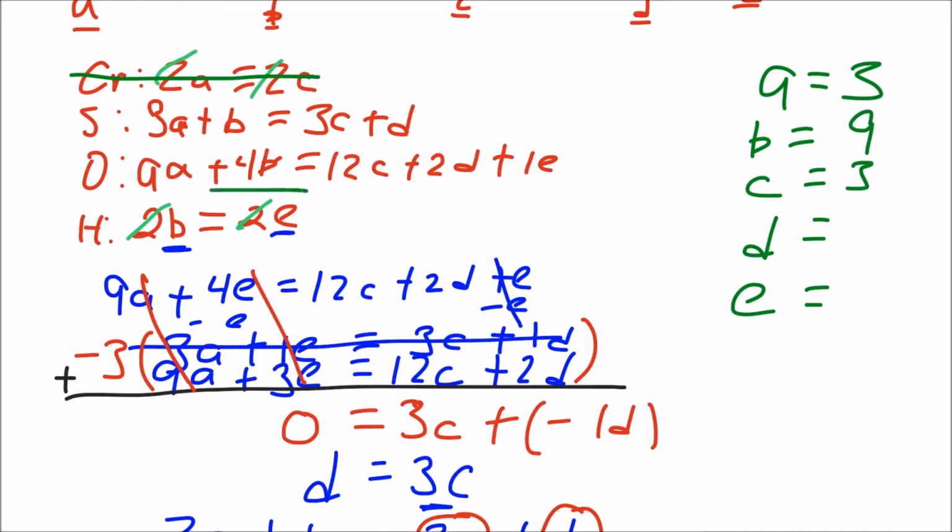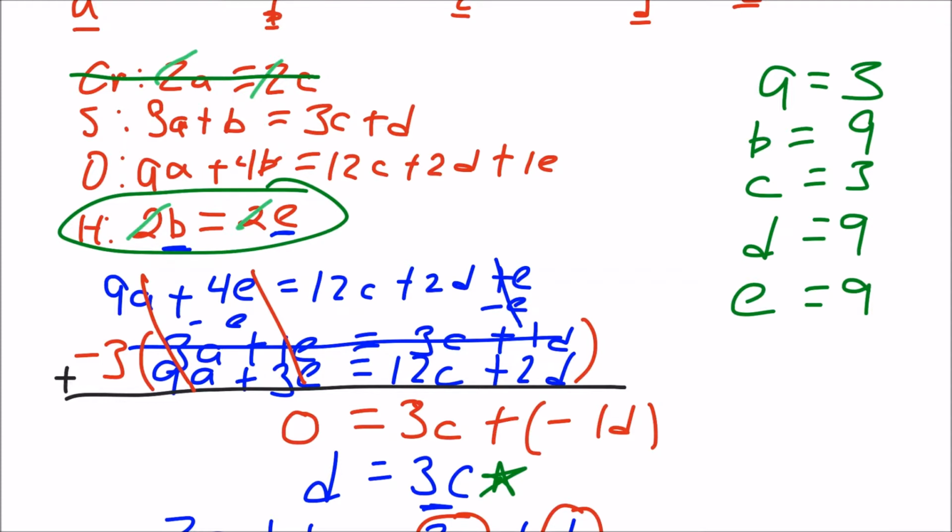And remember this original equation for hydrogen, whatever B is, that's what E is as well. So that means that E is 9. Okay, and so the last thing I need to know is what's D? Remember, D is 3 times C, and C is 3, so that means that D must be 9.